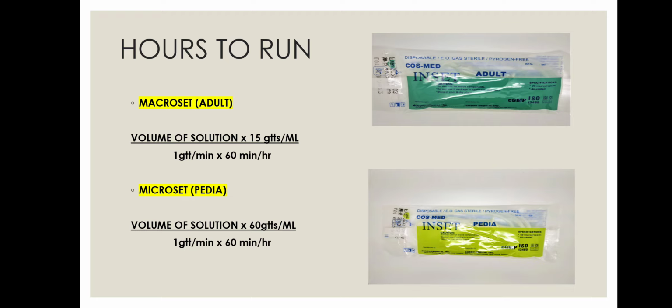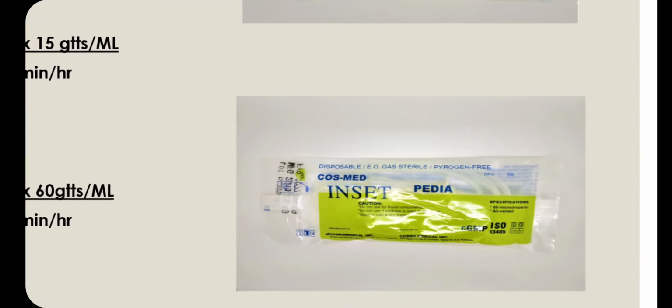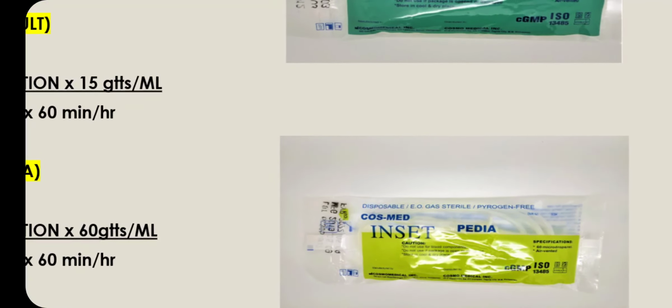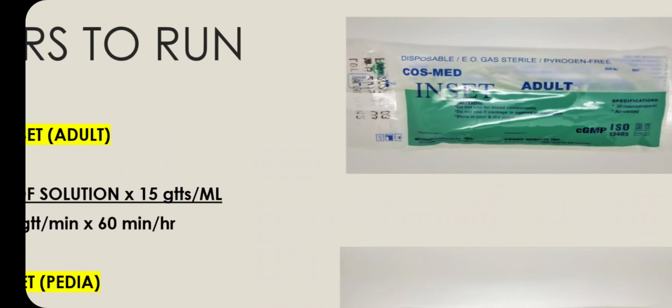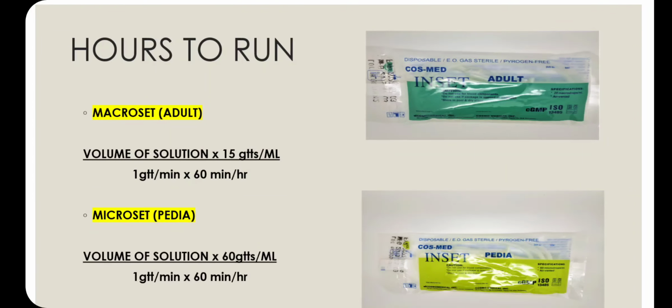So, we have here the macroset and microset. Magkaiba po yung ginagamit natin for an adult and for a pedia. Okay? Kasi mas manipis yung needle ng ating pedia compared sa adult. Okay? So, pag macroset ang ginagamit natin, ito yung consistent or constant na formula. We have volume of solution, it's either 1000 ml or 500 ml times 15 drops per ml. That is the drop factor. Ito yung tinatawag nating drop factor.